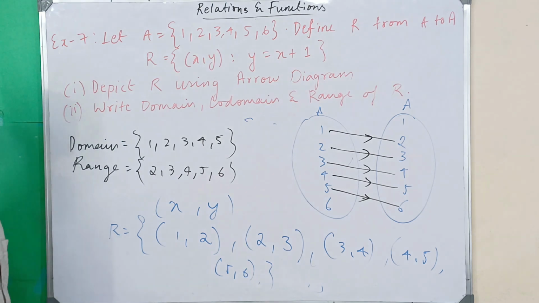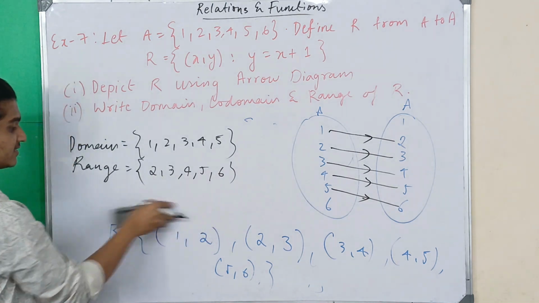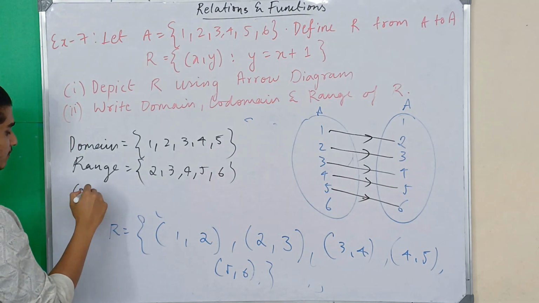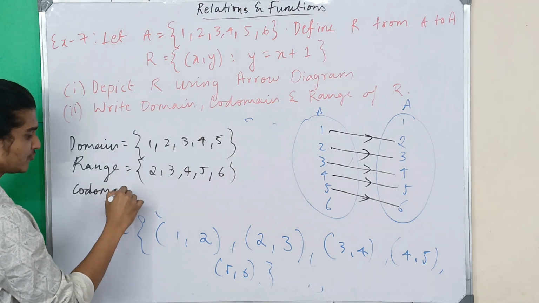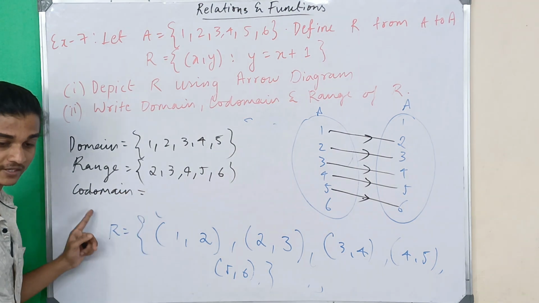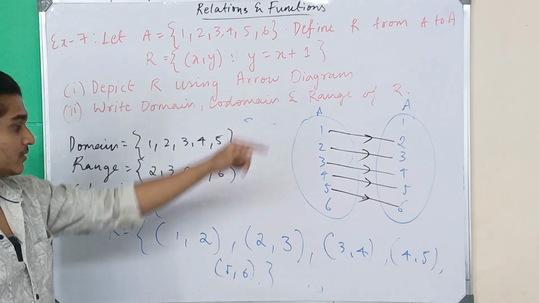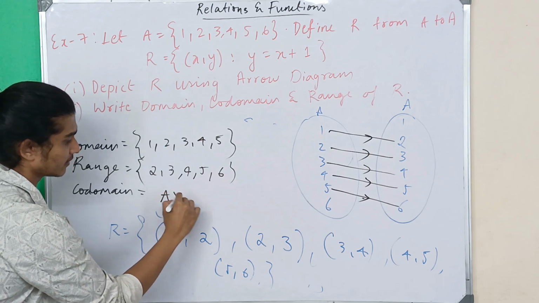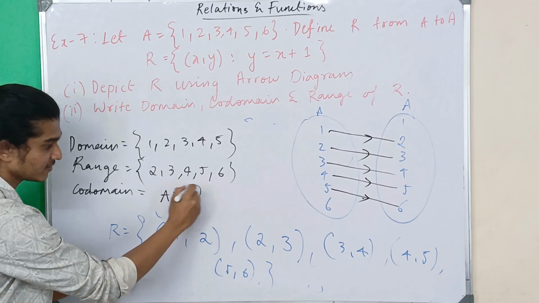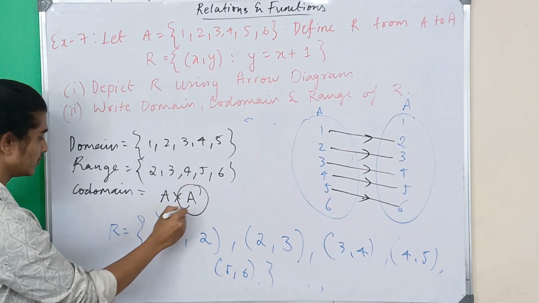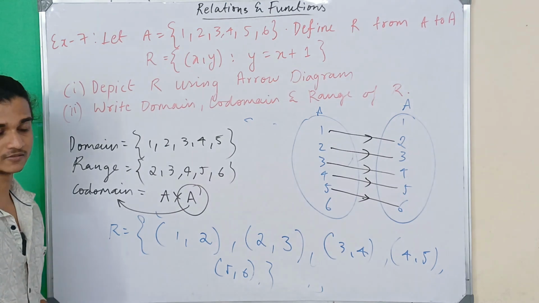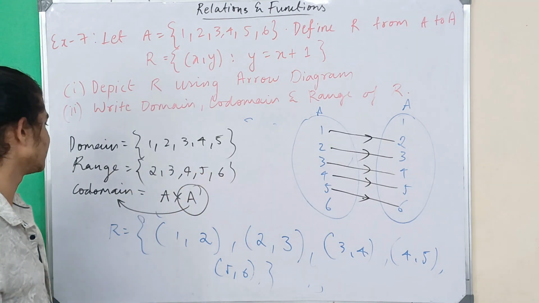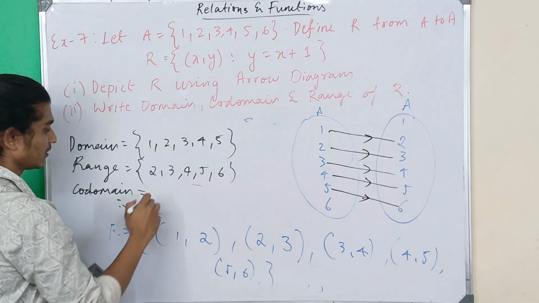My codomain is going to be my second set. If you're having difficulty finding codomain, you just have to see that we are taking A cross A, right? So this second set is always going to be your codomain, always. So this is our codomain, which is basically A itself in this case. So our answer is A.